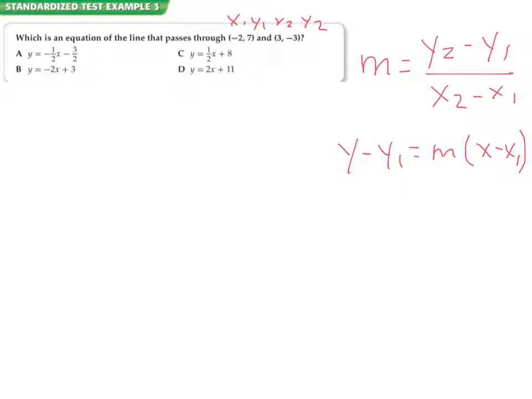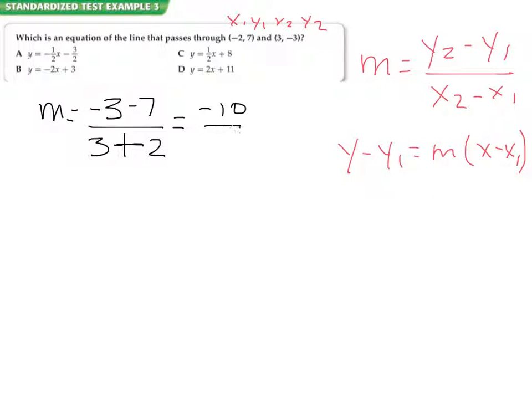I'm going to start off with the slope. So I have m equals y2, which is -3, minus y1, which is 7, over x2, which is 3, minus x1, which is -2. Turn my double negatives into a positive. -3 minus 7 is -10, and 3 plus 2 gives me 5. I can reduce that to -2 for the slope.